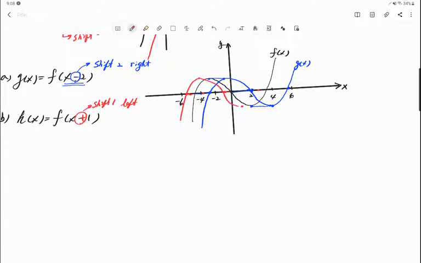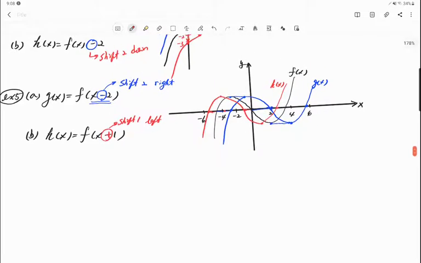Like this. Does it make sense? So this is the h of x. Okay.